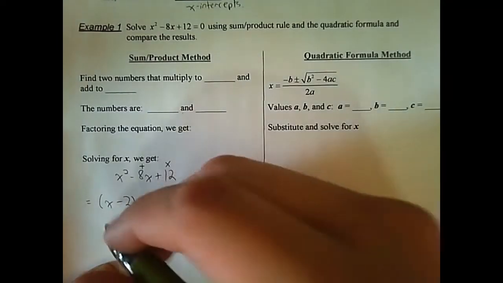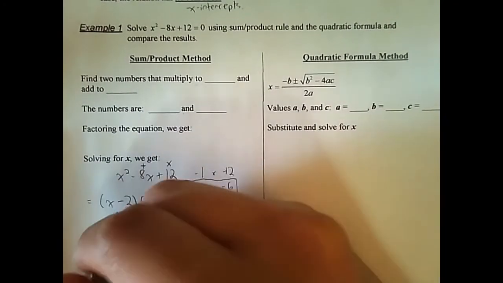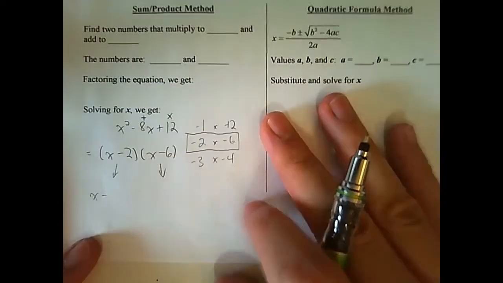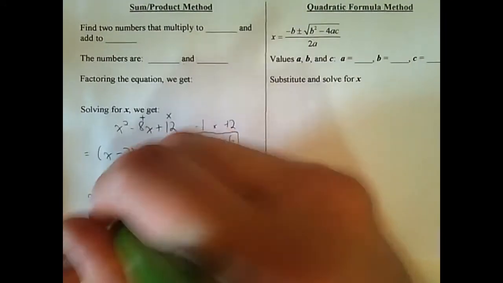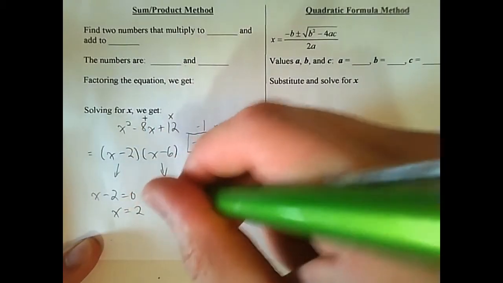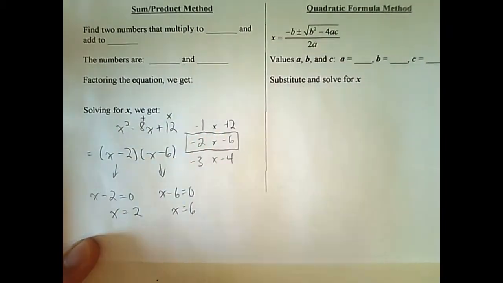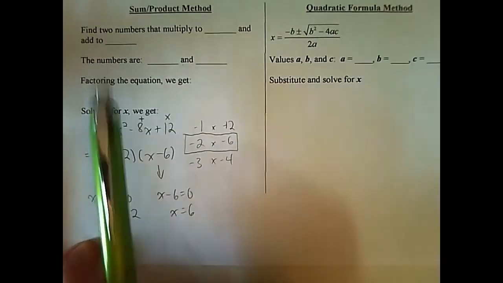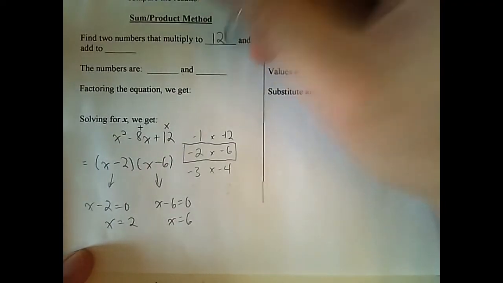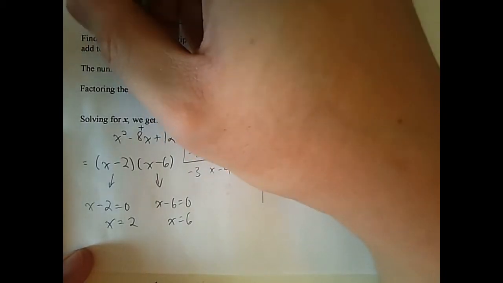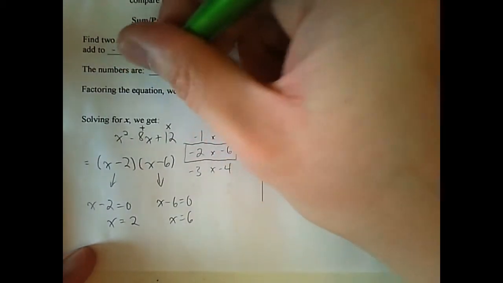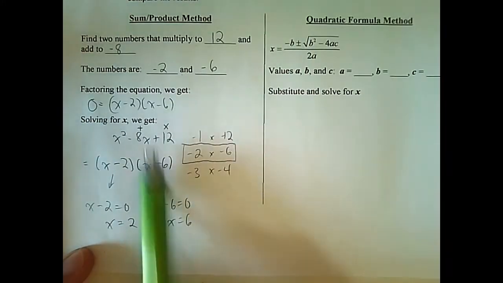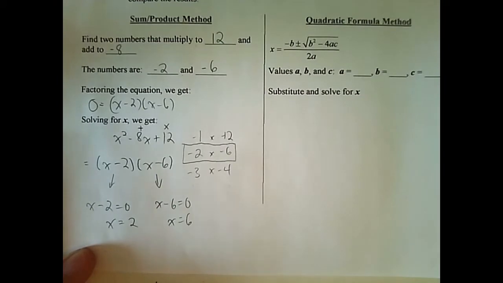So for our x-intercepts, what we would normally do is take these factors, make them equal to 0, and then solve for x. So that's how we'd find our x-intercepts with factoring. Find two numbers that multiply to 12 and add to negative 8. We said those numbers are negative 2 and negative 6, so we get this equation. And then I did all that stuff here. So that's it by factoring.